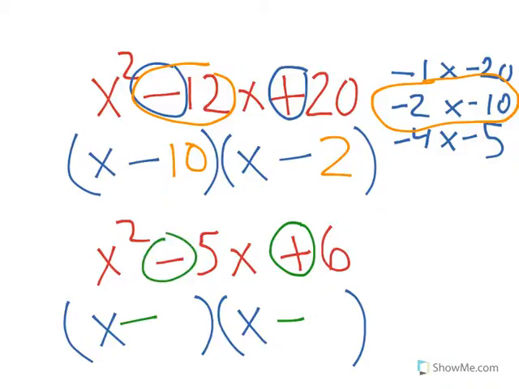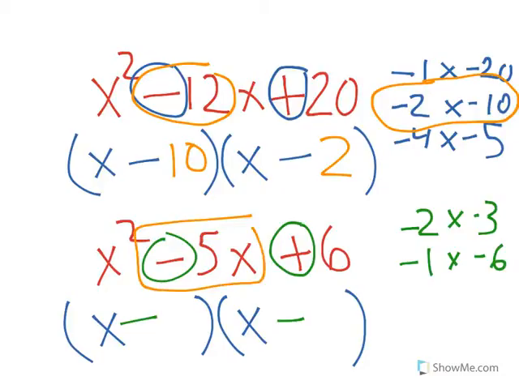So if we look here, we're going to try and make 6, but it has to be using negative numbers. So it's going to be negative 2 times negative 3. That's one way of doing it. Negative 1 times negative 6. Those are the only two ways of doing it. So how can I combine those two and end up with negative 5? Pretty obviously, it's going to be right there. Negative 2 plus negative 3 is going to be negative 5. So my answer is going to be a 2 here and a 3 here.